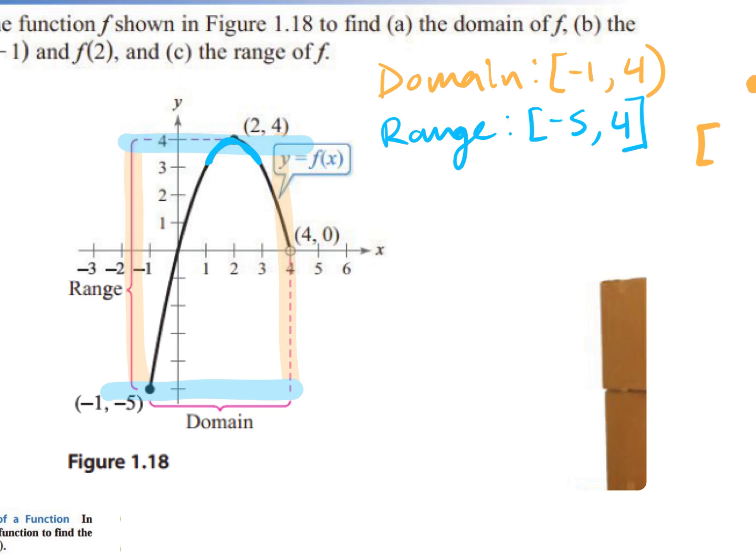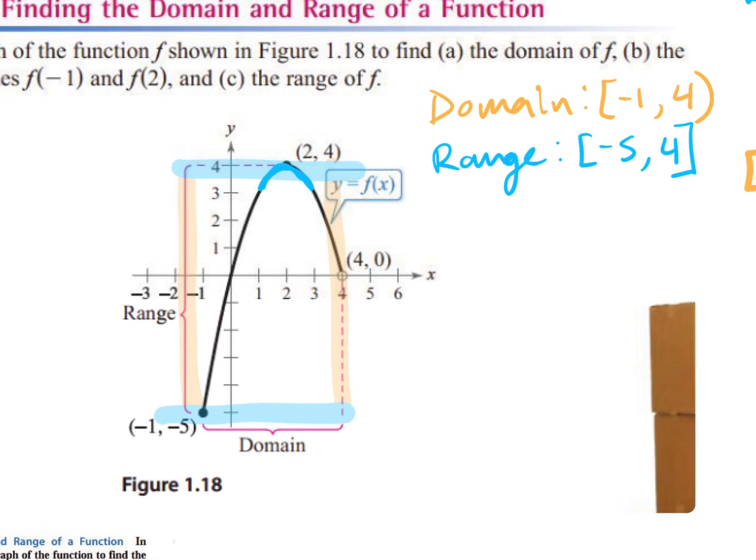Now the second part of this question says find f of -1. So the number in the parentheses tells you what x value to look at. So we want to see what's our y value when x is -1. So we're going to go to where x is -1. This point here, what's our y value? -5. So f of -1 is equal to -5. Let's do the same thing for f of 2. We want to go on our graph, see where our x value is 2. What's our y value when x is 2? 4. So f of 2 is 4.